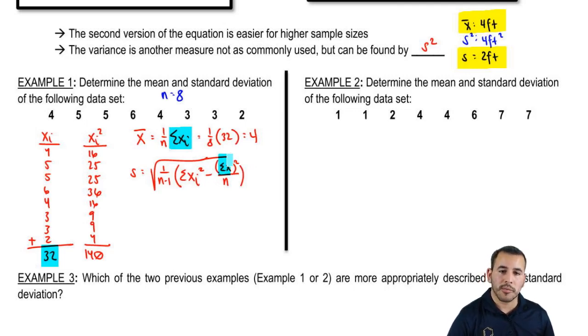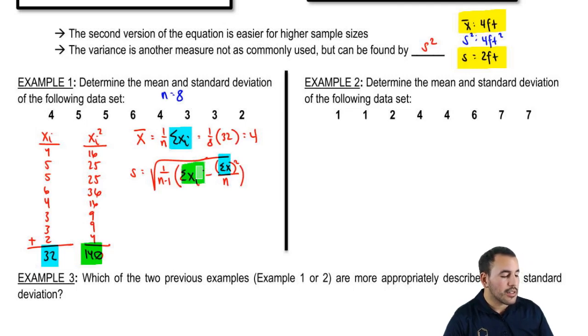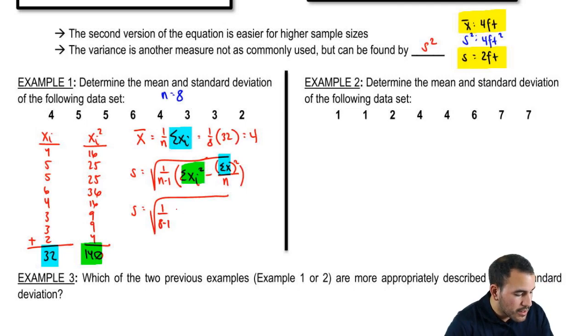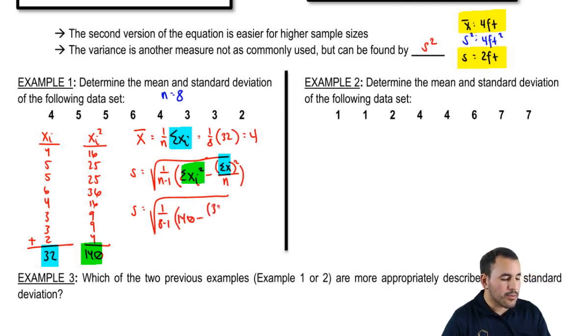So we added up all the numbers, that's our sigma xi. What about the other one? This 140 corresponds to sigma xi squared. And our n we know is 8 still, right? So let's just go ahead and plug everything in. So it's 1 over 8 minus 1 times sigma xi squared, which was 140, minus 32 squared over our sample size, which was 8.